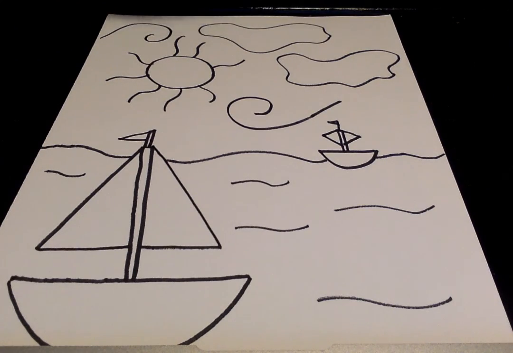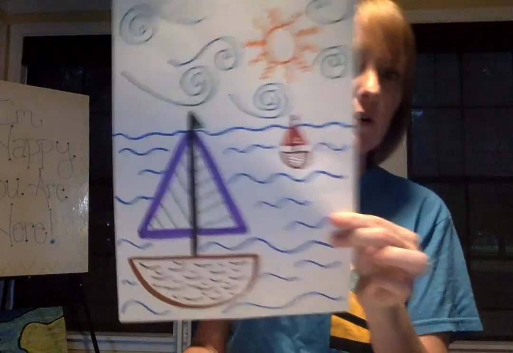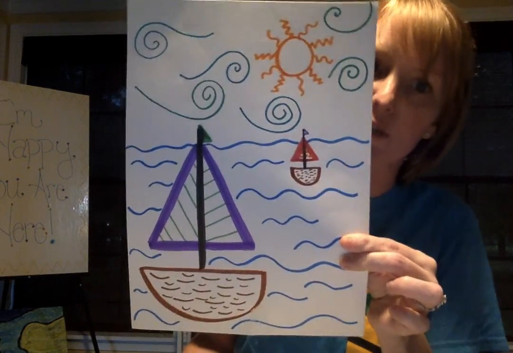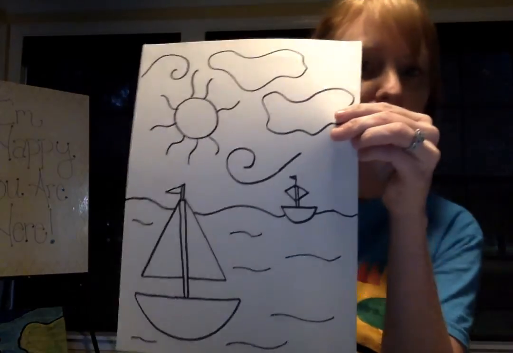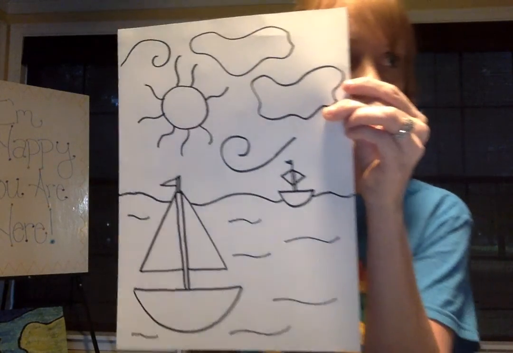Next week, we're going to add some patterns and we're going to add color. For today, I just want you to draw your seascape. We'll finish next week. If you really get excited, you can draw some designs, but we're going to do that next week and color. So for today, have fun using your geometric and organic shapes to make your sailboat picture.